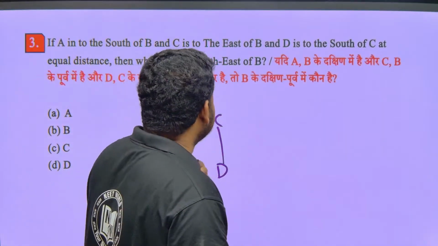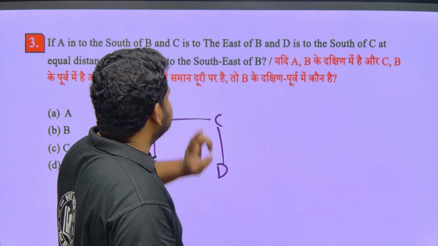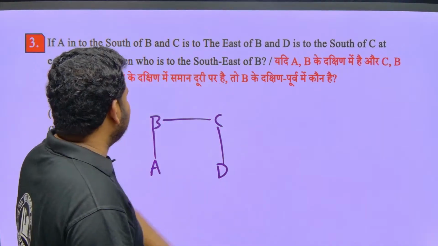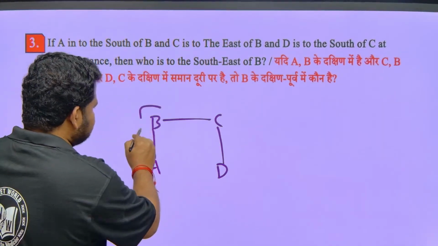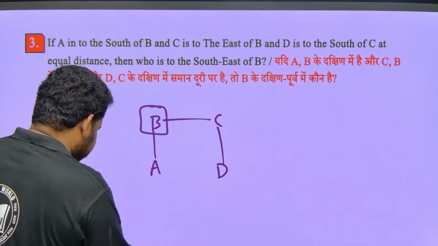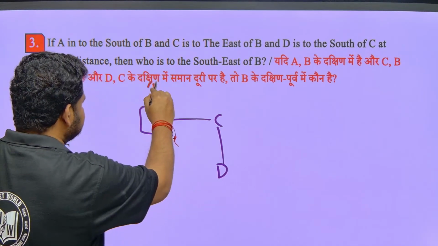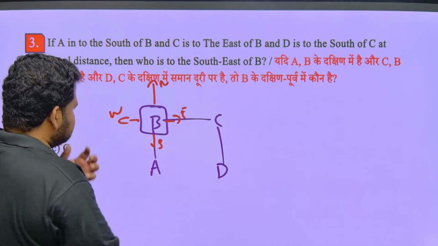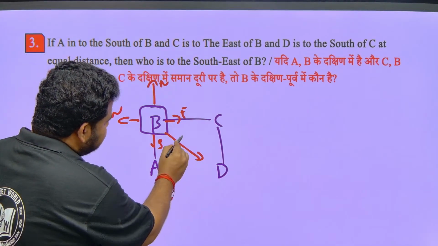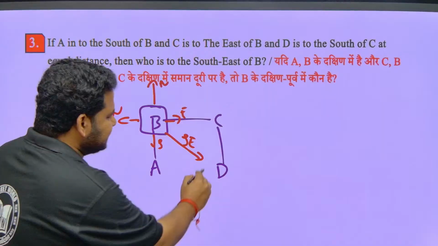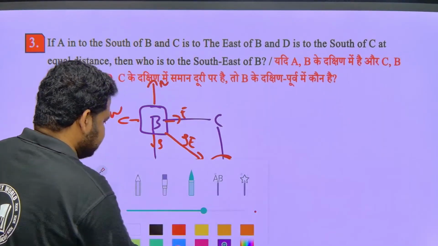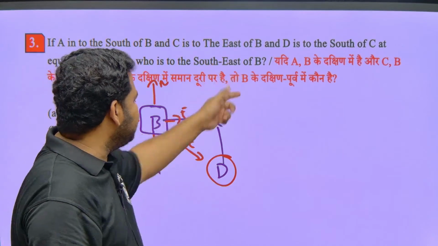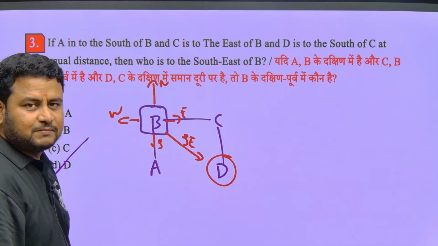Next thing, see here they are telling, now D is at the south of C at equal distance, then who is to the southeast of B? So first focus on B, make a center point for B. This is north, this is south, this is east, this is west. Southeast means this is the southeast. Southeast of B, who is there? That is D. D is at the southeast of B. Clear? Clearly it is visible from the figure, got it?